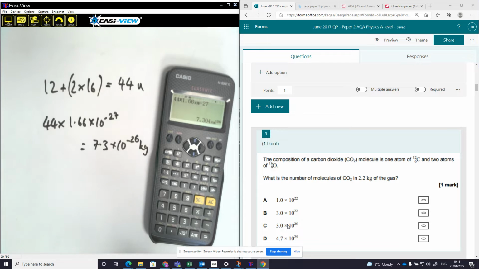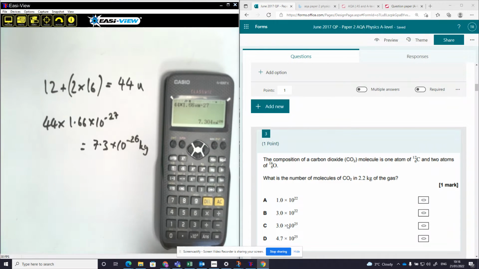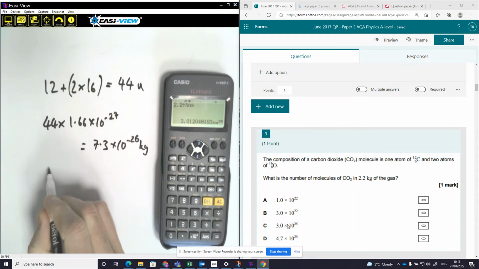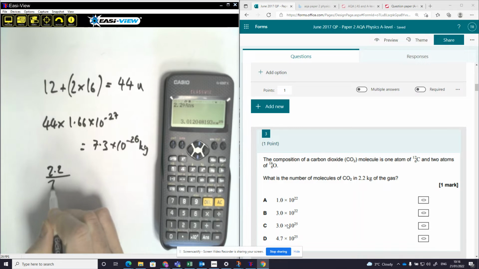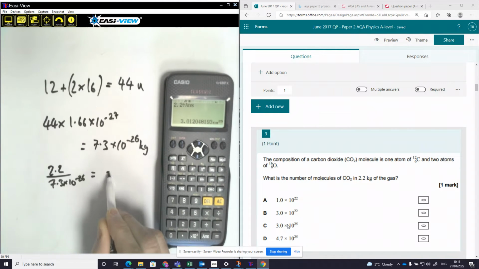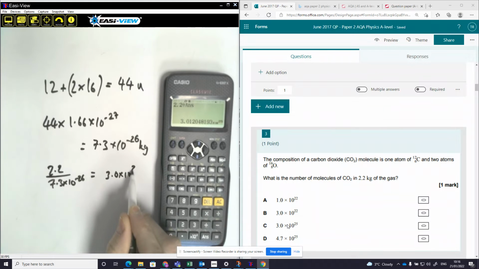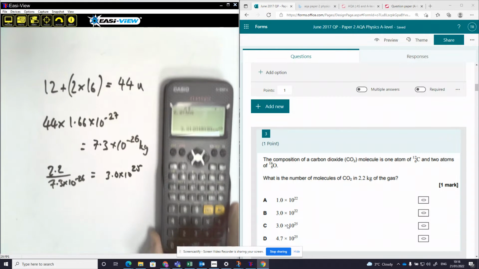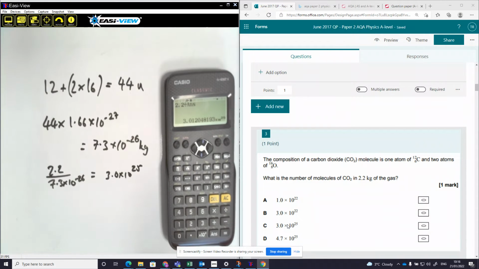We're then asked how many of those are in 2.2 kilograms of gas. That's a division. So 2.2 divided by that value should give us the answer. So 2.2 kilograms divided by 7.3 times 10 to the negative 26 gives us 3.0 times 10 to the 25 molecules. And that should be the correct value.